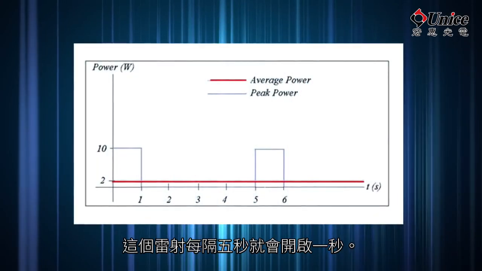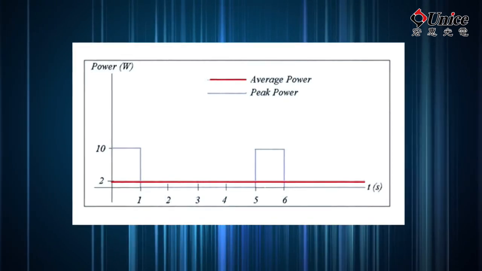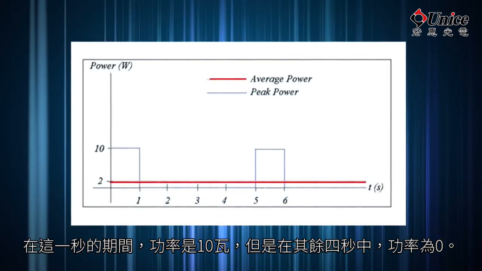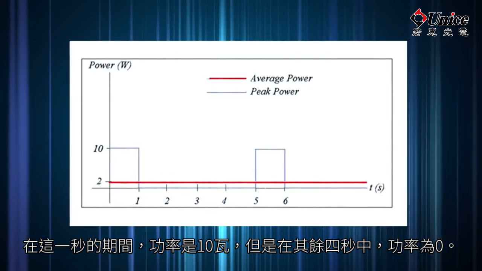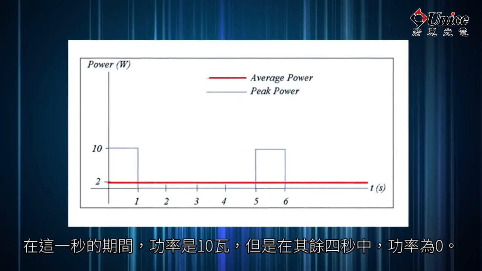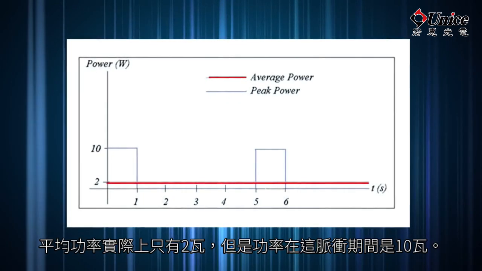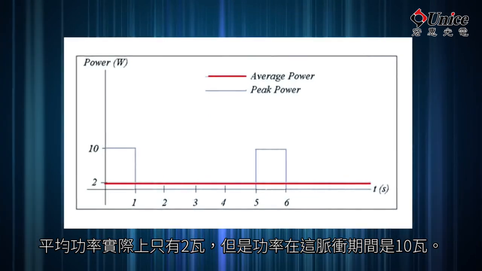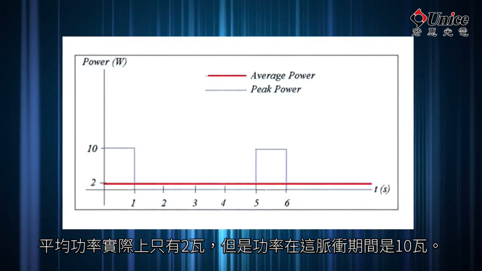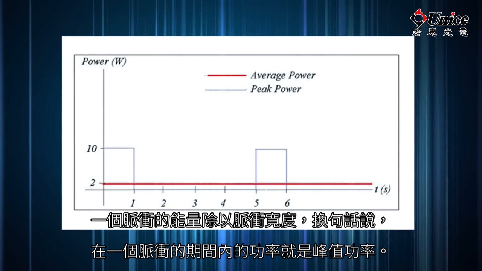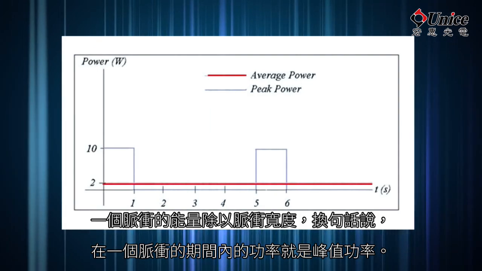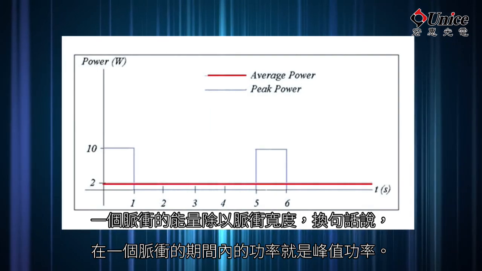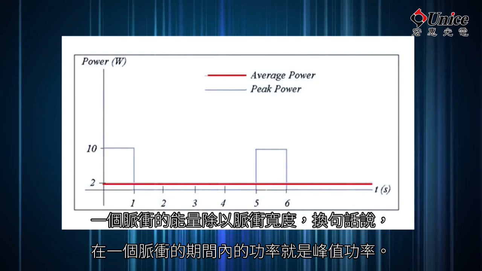Consider the following simple example and you'll get the idea. This laser is on for 1 second out of 5. During that 1 second, its power is 10 watts, but for the other 4 seconds, the power is 0. The average power is actually only 2 watts, but the power during that pulse is 10 watts. The energy of a pulse divided by its width, in other words, the power during the course of the one pulse, is the peak power.